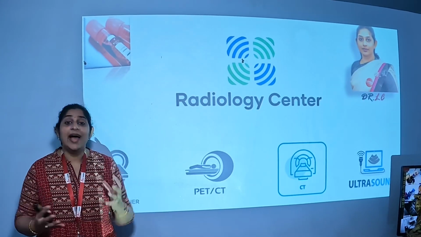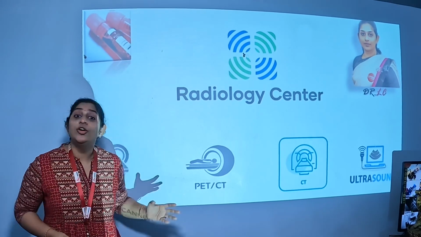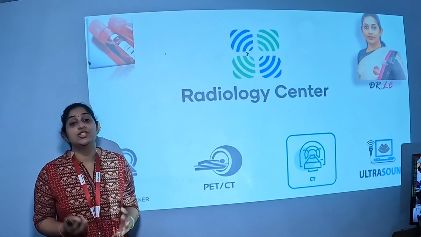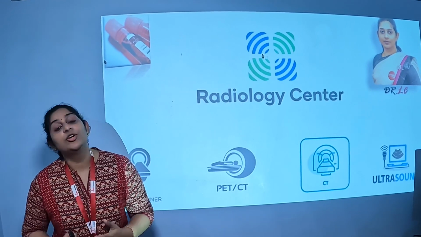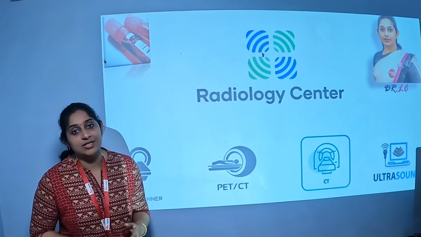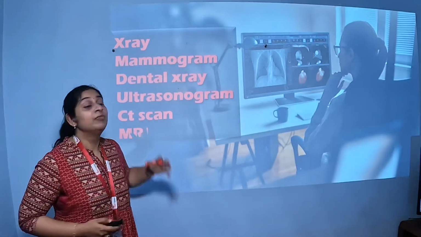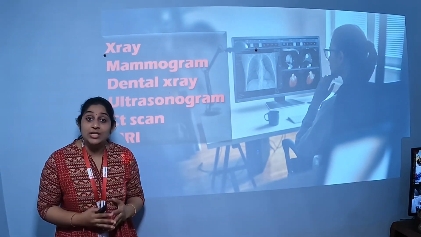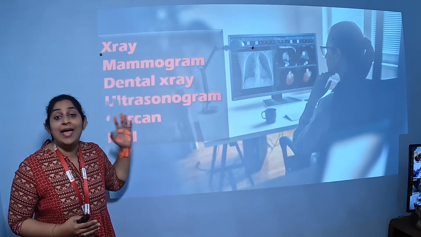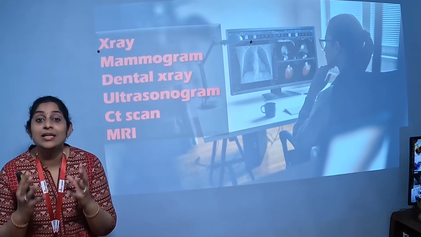You can either have a combination of a pathological center along with an imaging center, or you can start a separate imaging center according to your vision and what services you want to give to your type of customers. So what are the things included in an imaging center? The first four are the basic things which can be incorporated: the X-ray, the mammogram, the dental X-ray and the ultrasonogram.